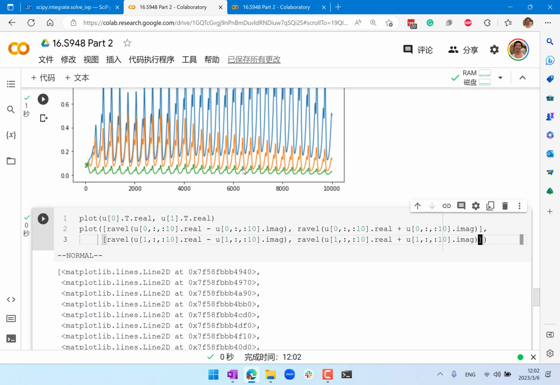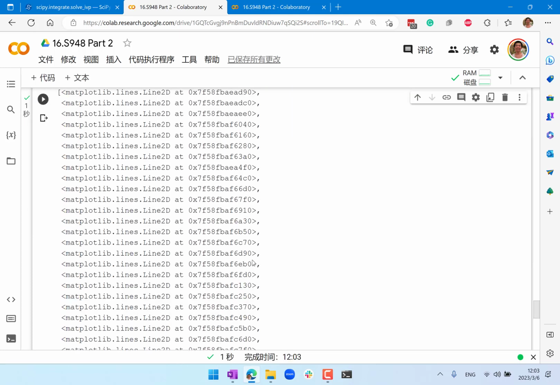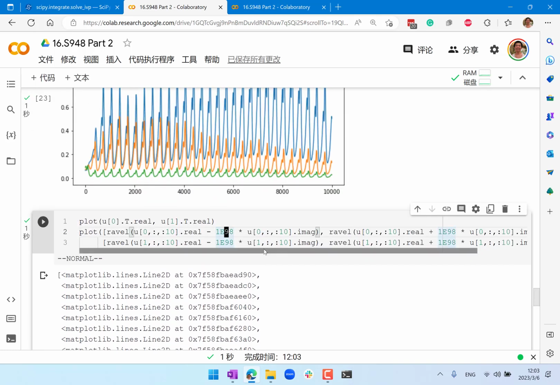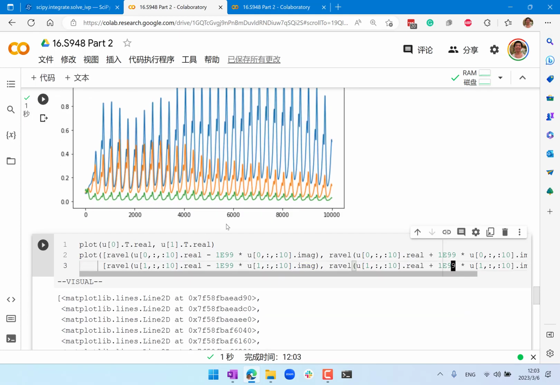Okay, so basically we are plotting a bunch of lines, except the perturbation is too small. The perturbations are roughly 10 to the minus 100. So let's multiply by 10 to the 98 times the imaginary perturbation, so that we actually can see them. Okay, so still too small, I guess. 99. The initial perturbation I think is 10 to the minus 100, right? Okay, so let's see. That should be visible.